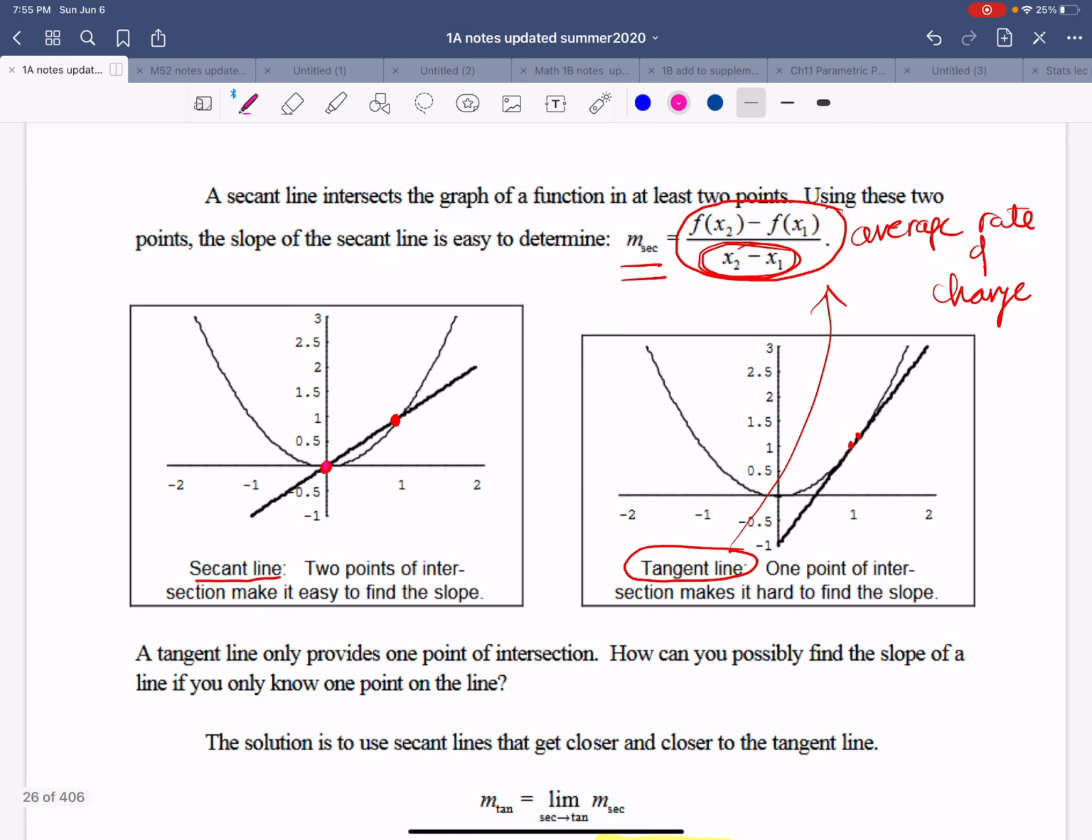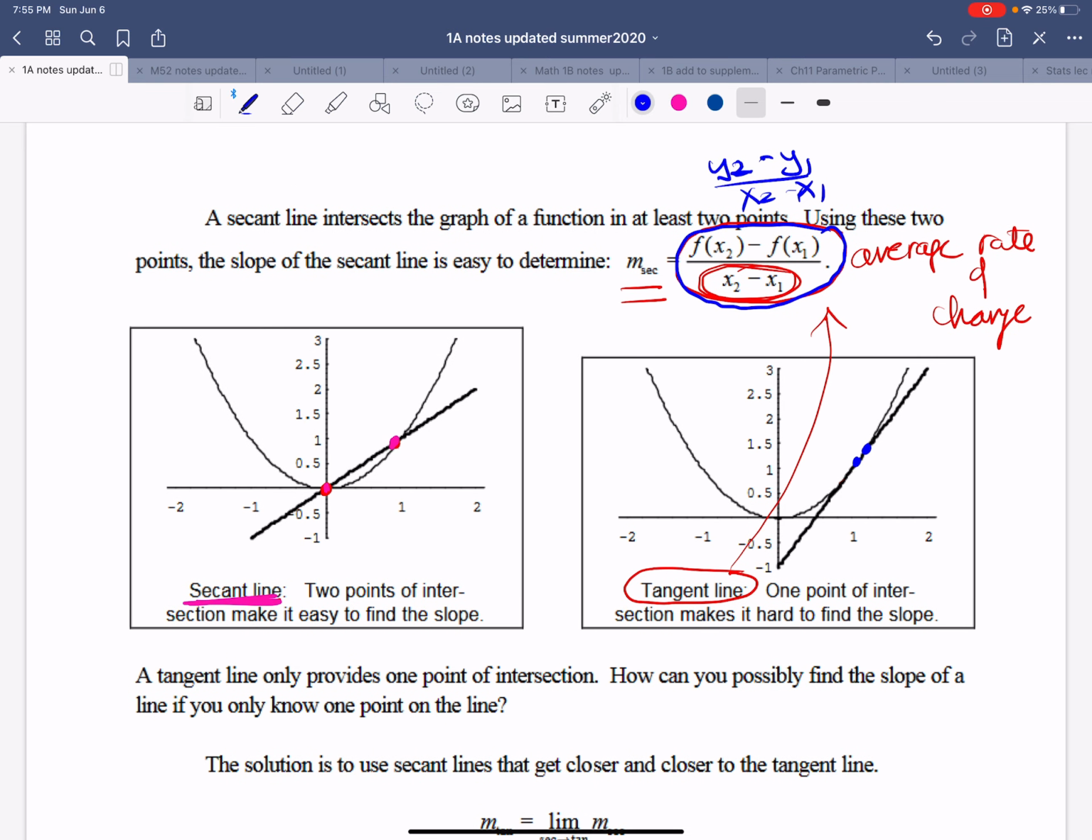Here is another better picture. Here are my two points. The slope of the secant line will give me the average rate of change. If I want to find out the instantaneous rate of change at a point, I would bring the two points infinitesimally close to each other, using these two points very close together to estimate the slope. f of x2 minus f of x1 is the same thing as y2 minus y1. Remember, f of x is the same thing as y if y is a function of x. So, same thing, the slope formula.